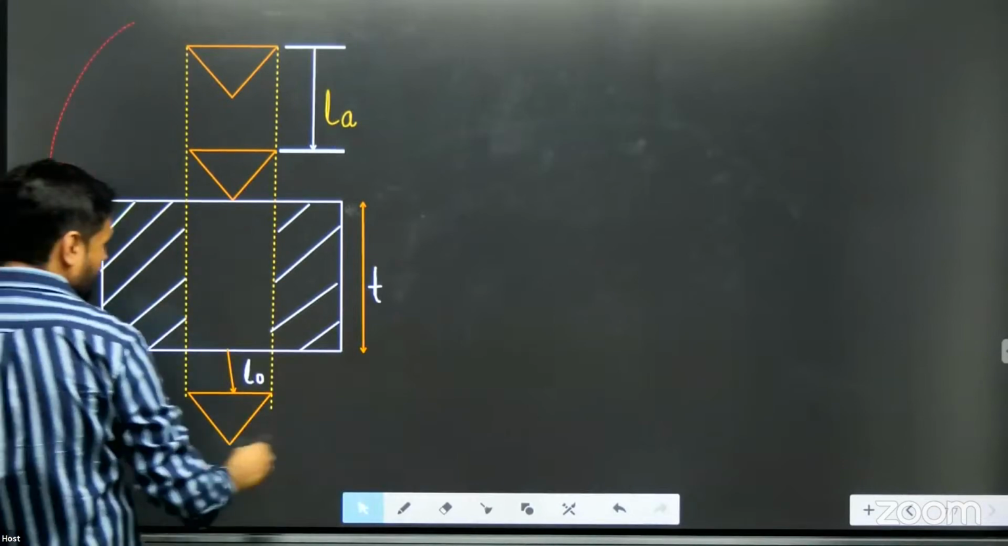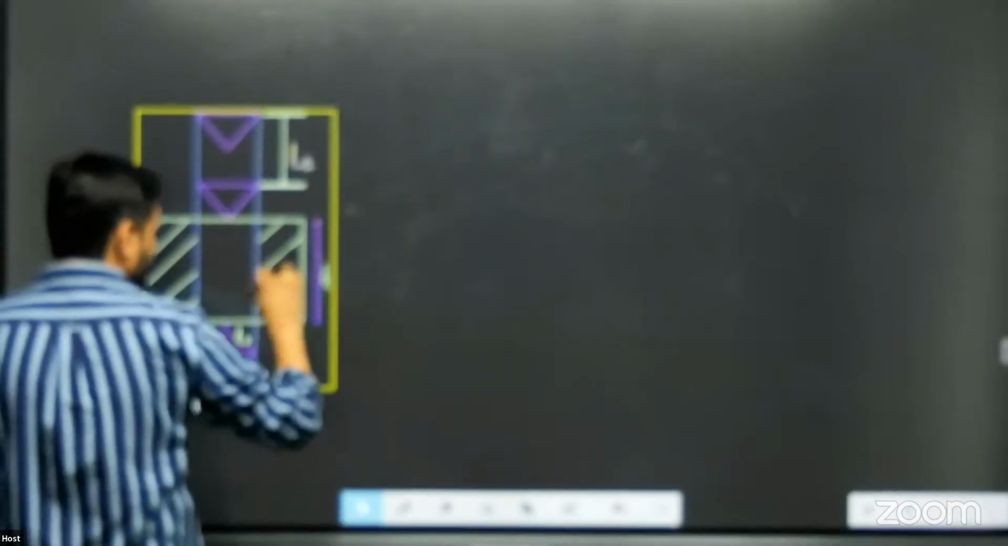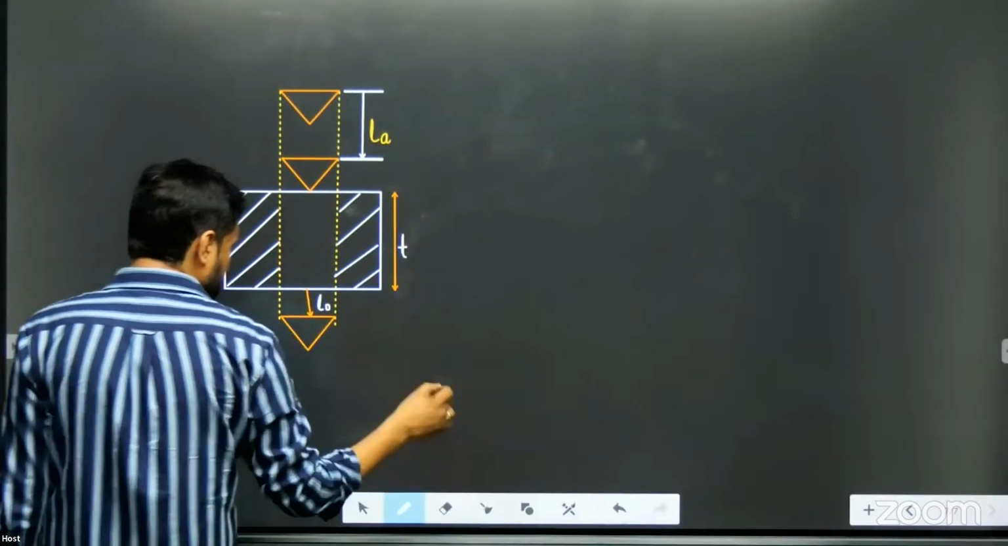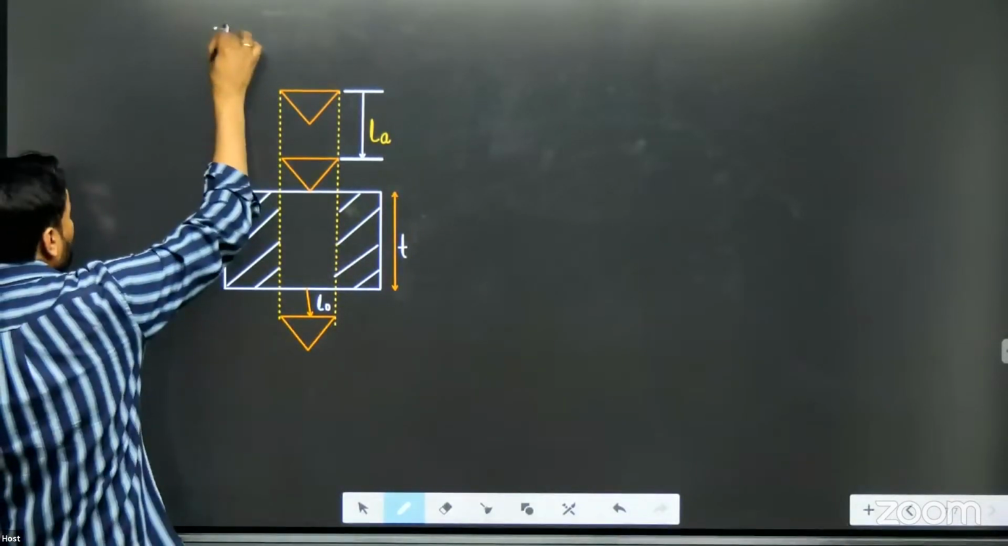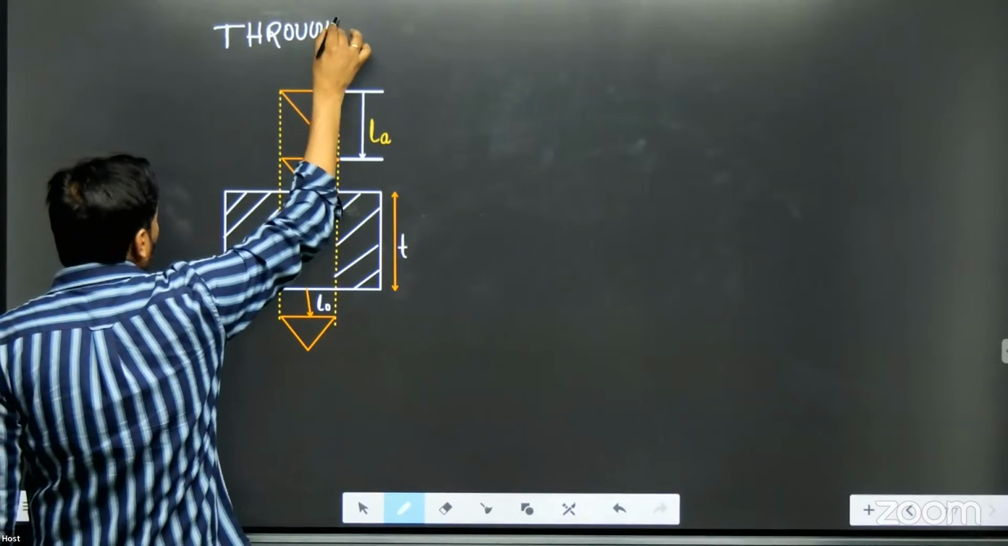ऐसे होल्स अगर आप बनाते हैं, these holes are called as through holes because it goes through the workpiece. आर पार हो गया, through hole.